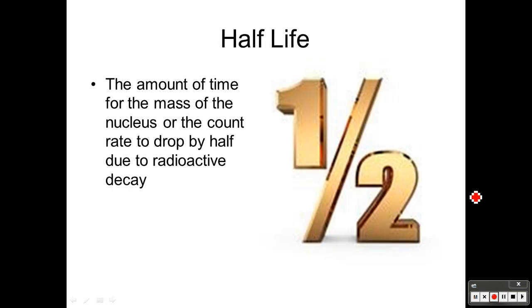So the best half-life is the amount of time it takes for the mass of the nucleus, or the count rate from the GM counter. Remember that machine I showed you earlier on YouTube? The amount of time it takes for the mass or the count rate to drop by half due to radioactive decay, not dropping it on the floor.